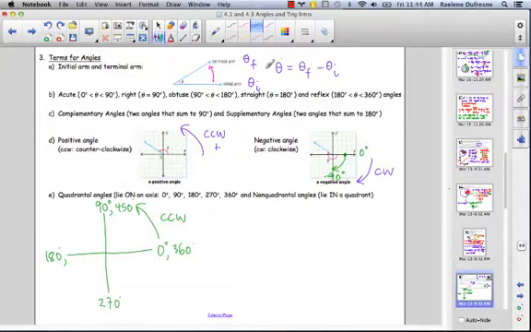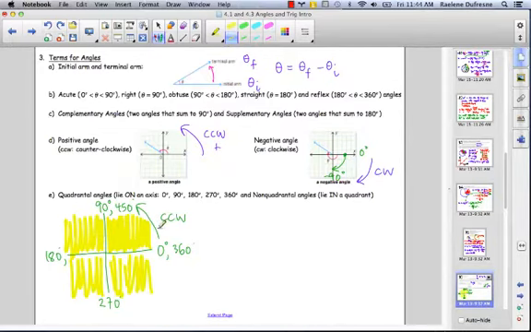The non-quadrantal angles are all the other angles that lie in the quadrants. And so if I have an angle measured from the positive side of the x-axis, then from my initial arm to my terminal arm, I have an angle theta that does not lie on an axis, and so it lies in a quadrant. These angles are called non-quadrantal angles if they lie in a quadrant.